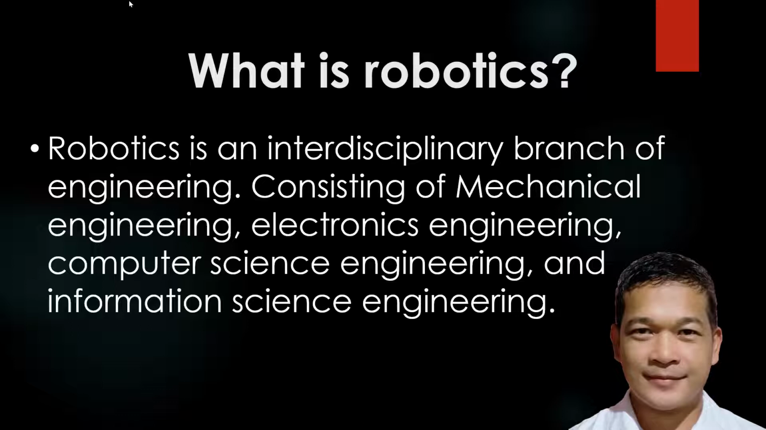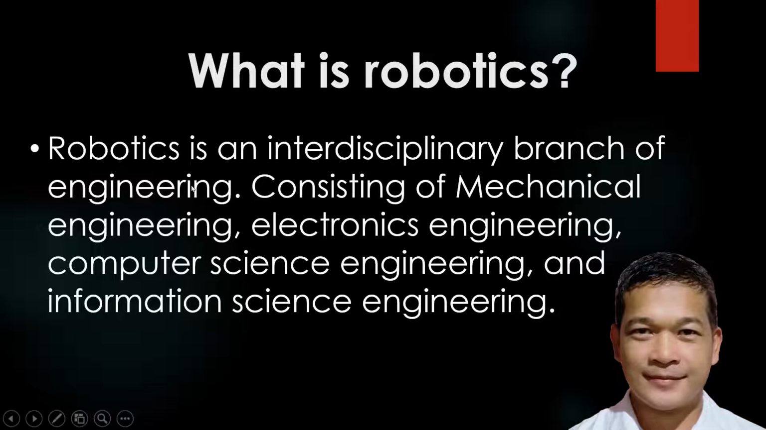And the computer science engineering and information science engineering is responsible for the processing of the signal, programming the signal, giving some set of instructions on how the robot acts or does a specific job. So that is the purpose of computer science engineering for programming, and information science engineering is for the collection or the designing of the information to be gathered. And the programming system and electronics is the one who processes the set of instructions and sends some signal for the actuator to move the mechanism of the robot.